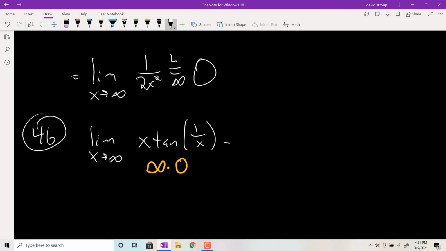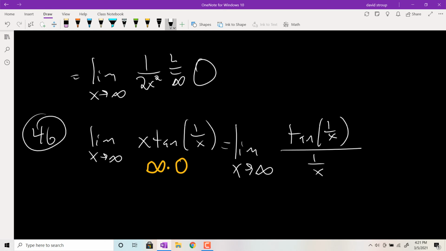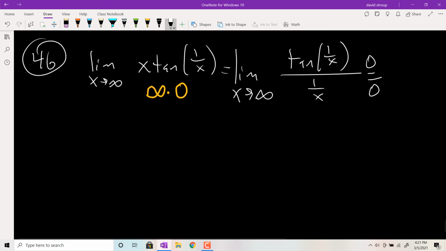And the trick for those forms is usually to rewrite it as a complex fraction. In other words, write tan of 1 over x all over 1 over x. Okay. Once it's in that form, it's really a 0 over 0, right? 1 over x as x goes to infinity is 0. Then the tan of 0 is 0. And then the denominator is also 0. So now we can do the L'Hopital's.